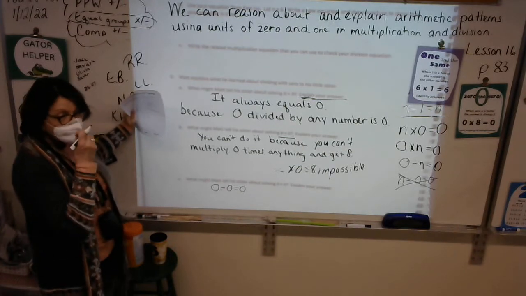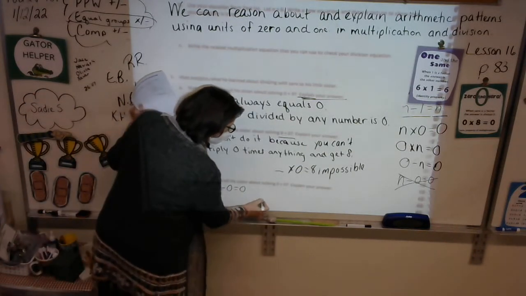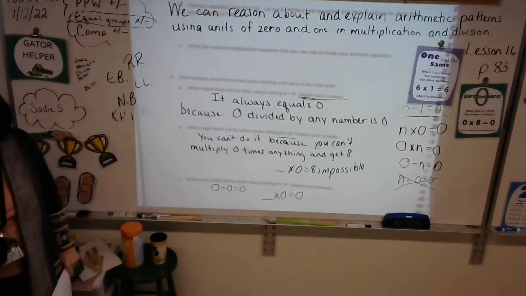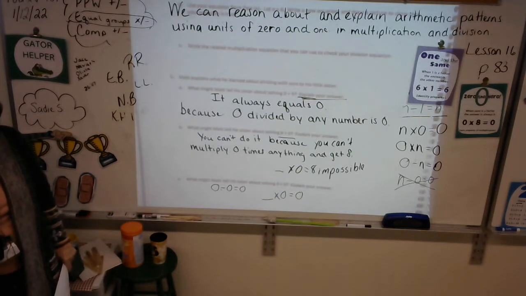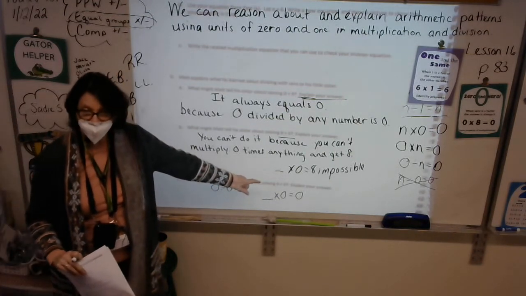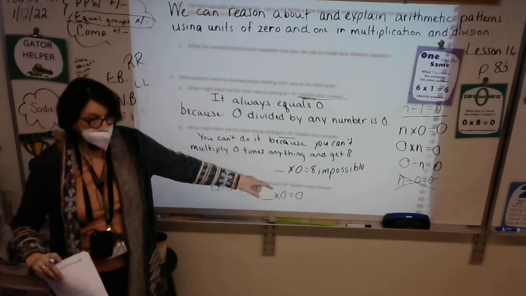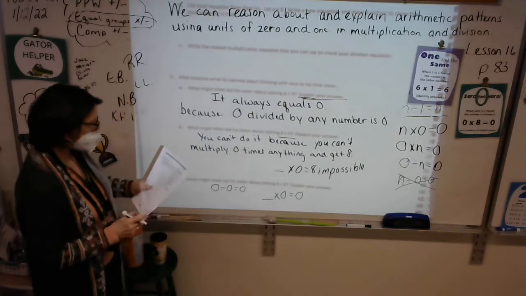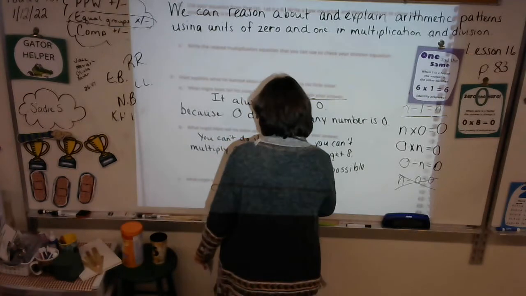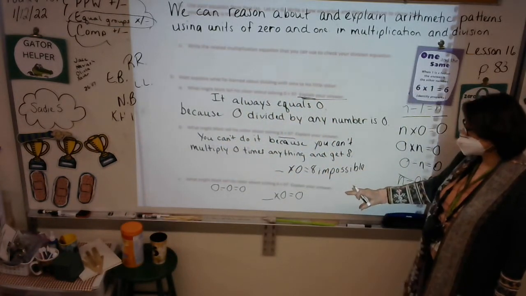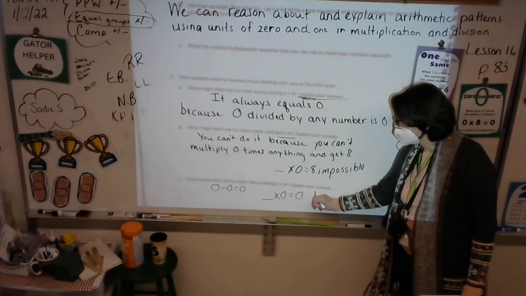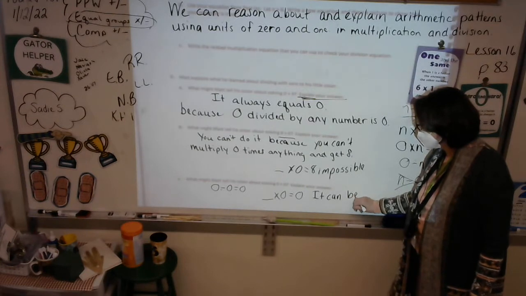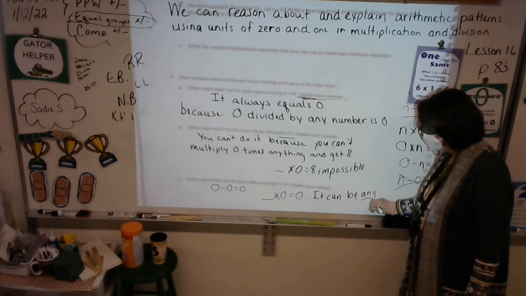But think about turning it around. What if we put blank times 0 equals 0? What number could we put in there? We could put any number. So the answer to 0 divided by 0, boys and girls, can be any number. That's what you would need to explain to your sister if you were Matt. So, we're going to write: What might Matt tell his sister about solving 0 divided by 0? He would say, it can be any number.